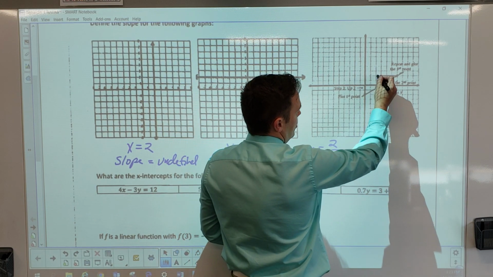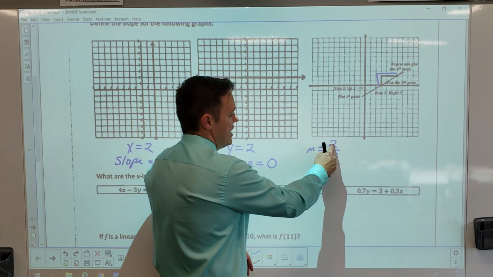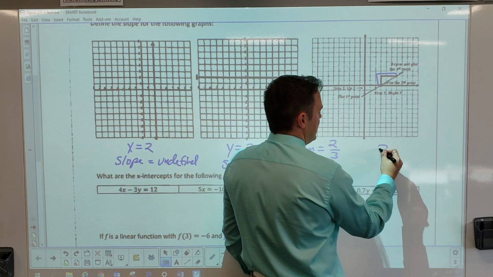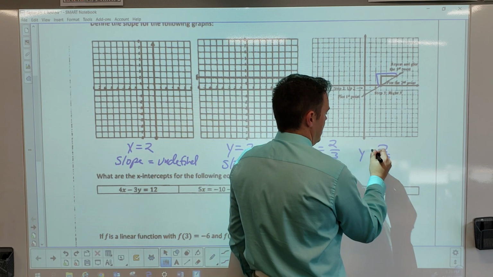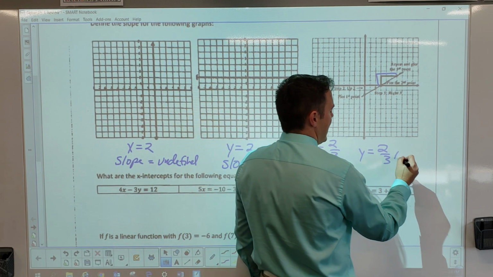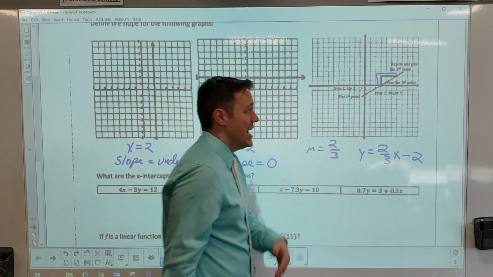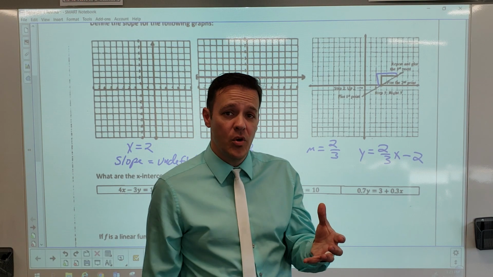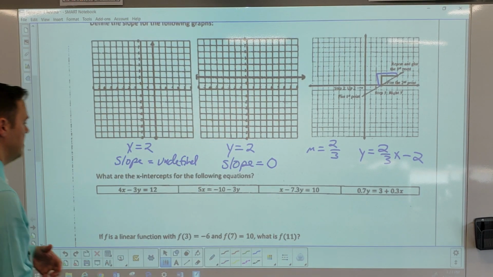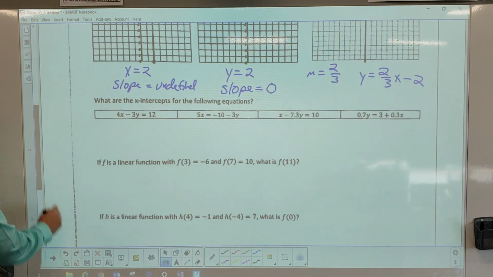Up 2 over 3. Okay, rise over run. If you wanted to write the equation, it would be y equals 2/3 x minus 2, because that's a -2. Okay, I do need you guys to know that, and we will cover that more in the next review, but you still have to be able to interpret graphs from here.